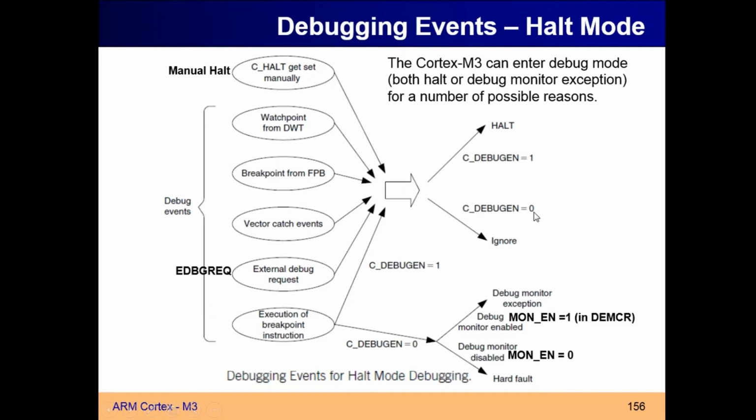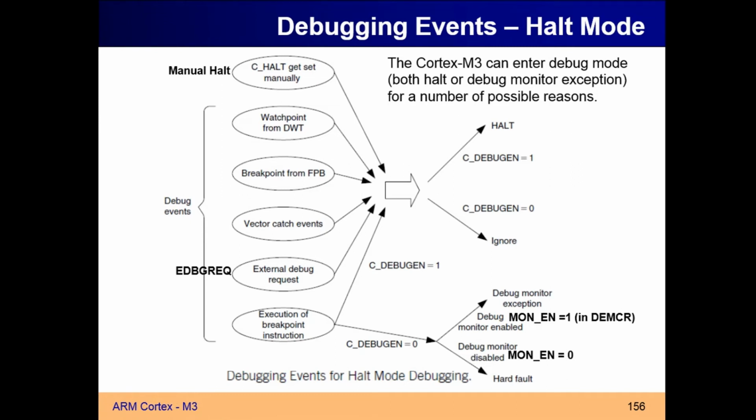If debug enable bit is set, it will halt the processor, or it will execute the halt mode of operation. If monitor enable bit is set, it will execute debug monitor exception. If both are cleared, it will take the processor to hard fault. That is only in the case of breakpoint, not in the case of others. So breakpoint can take the processor either to halt mode of operation while performing debugging, or it can execute a debug monitor exception based on these two bits, debug enable or monitor enable bits.